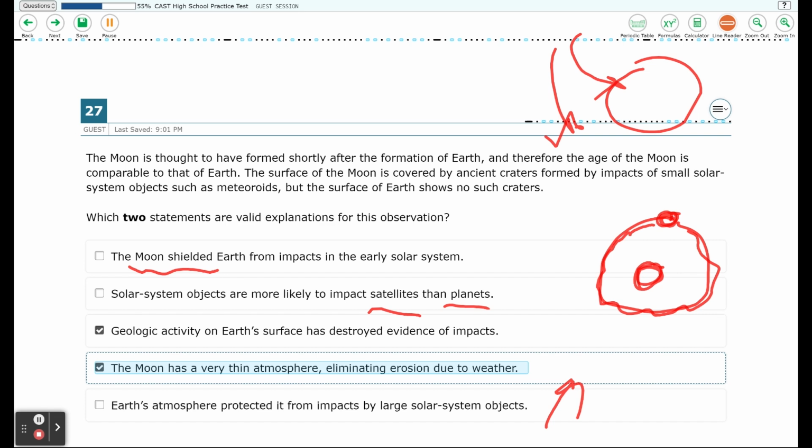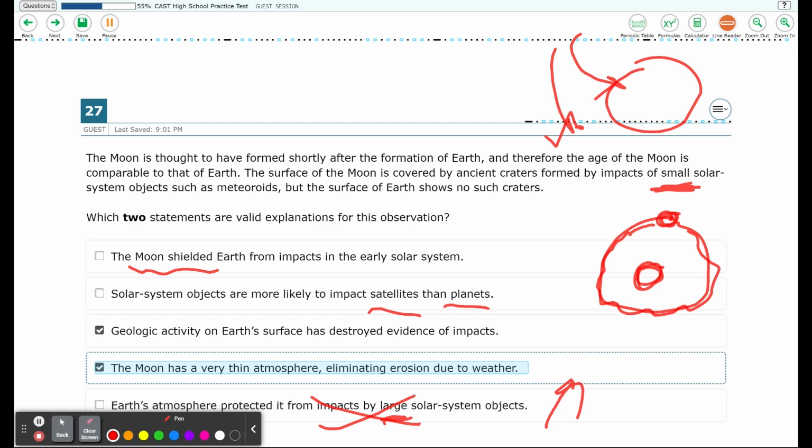Earth's atmosphere protected it from impacts by large solar system objects. I do like the idea that Earth's atmosphere protects it, but it's really protecting it from smaller things. Larger things don't have enough time to burn up on their way through. But even more than that, the statement we're trying to find an explanation of is that craters formed by impacts of small solar system objects. So, what happens to large solar system objects isn't pertinent, and therefore we can eliminate that choice.